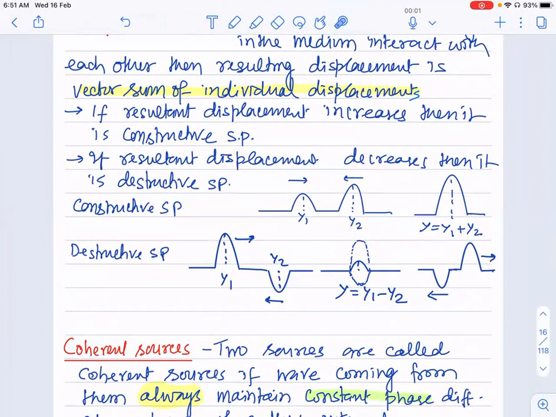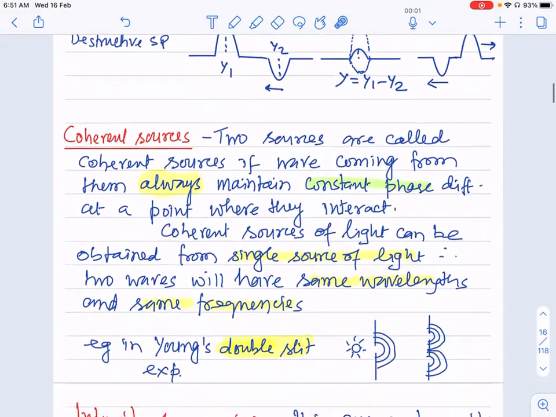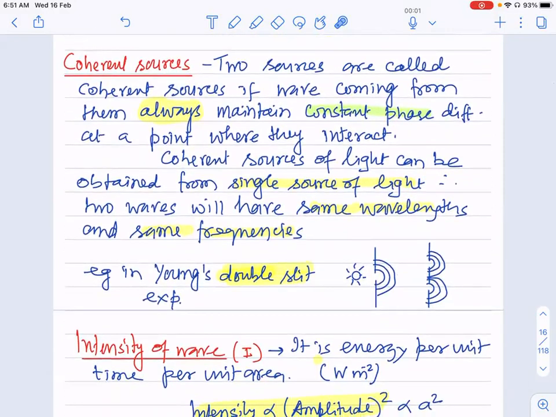Coherent sources are those in which the phase difference between two waves at any point doesn't change at all. It remains constant. Whatever the phase difference is, it doesn't change with respect to time. It will always remain the same. So this can only be true when the sources are obtained from a single source. Only when obtained from one source can they maintain a constant phase difference.